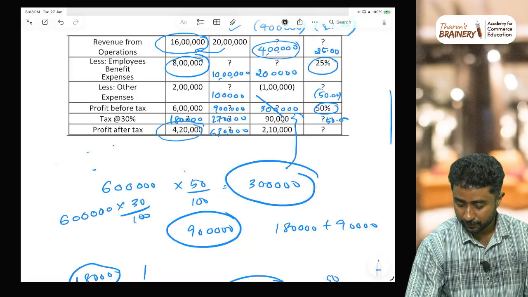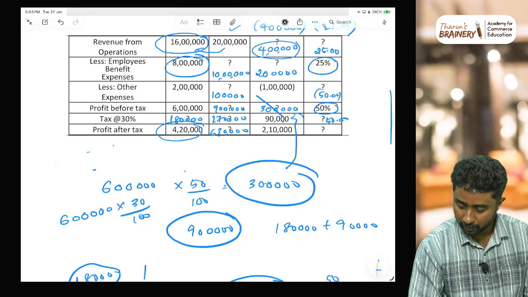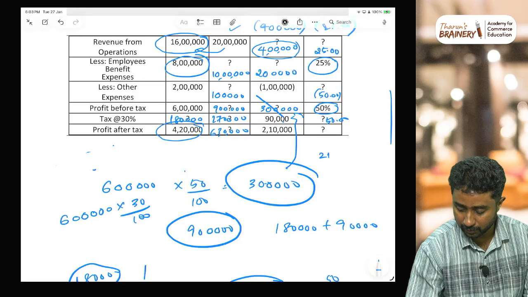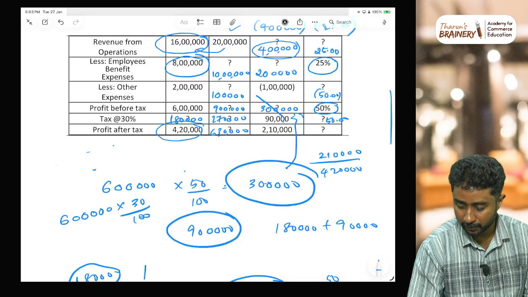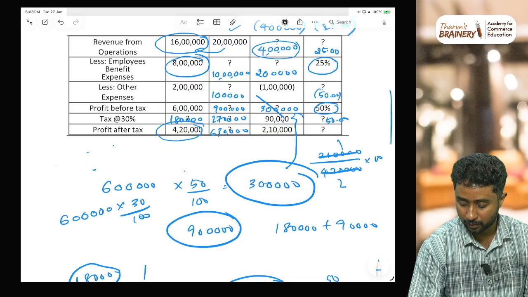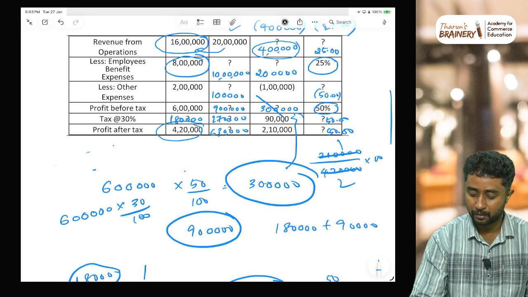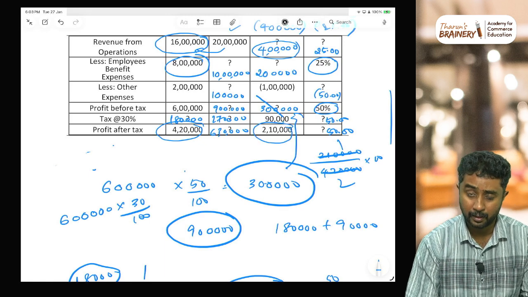We can write the difference, which is obviously 2,10,000, that is already here. Now percentage change. Percentage change is 2,10,000 by 4,20,000 into 100. Here also you will get 50 percentage. How did we do that? This 2,10,000 divided by the previous year value into 100.